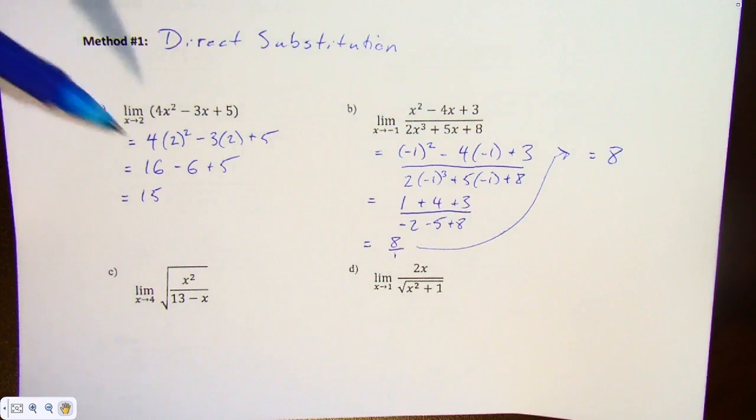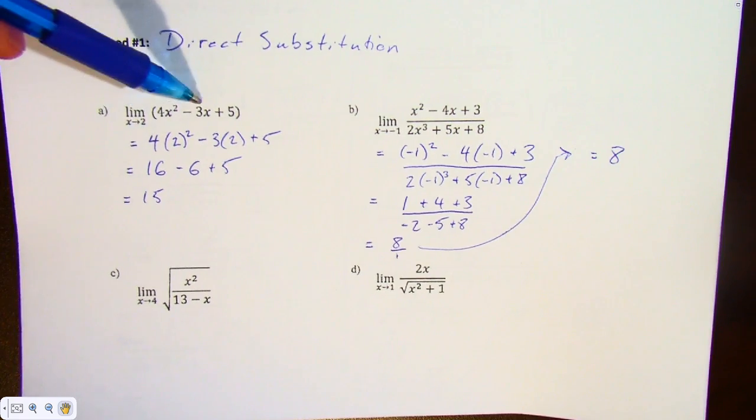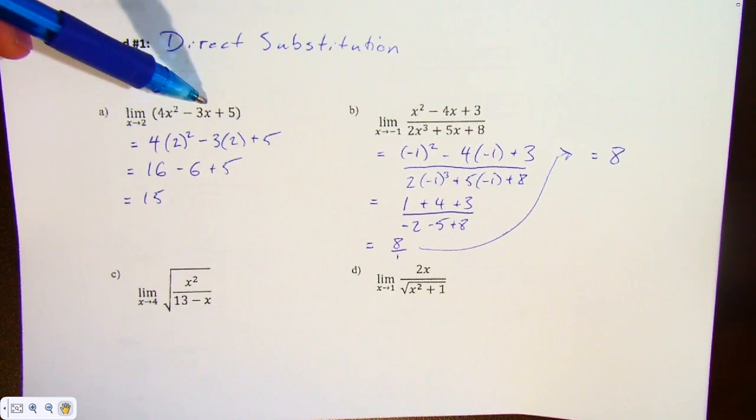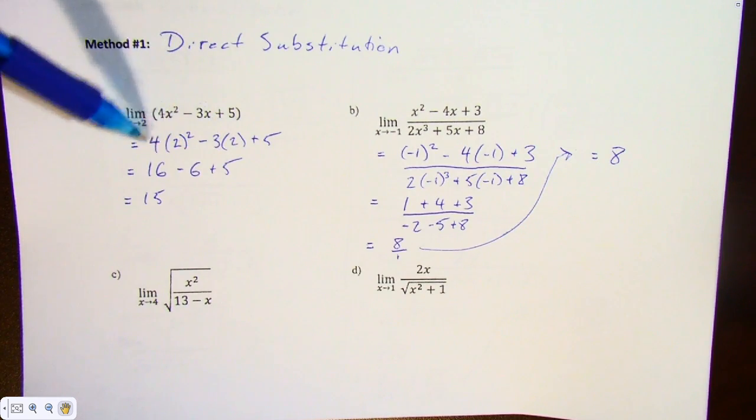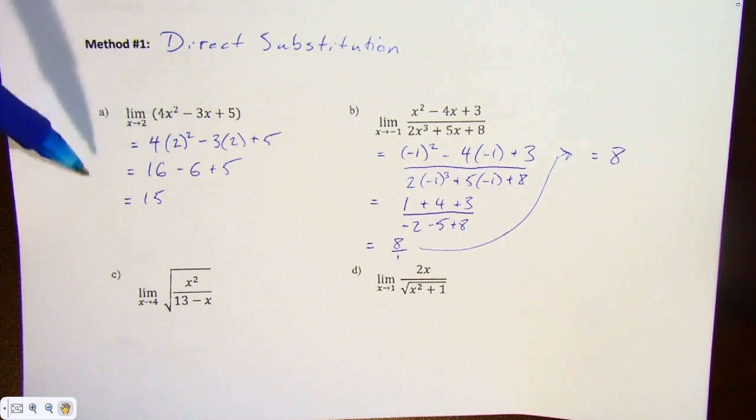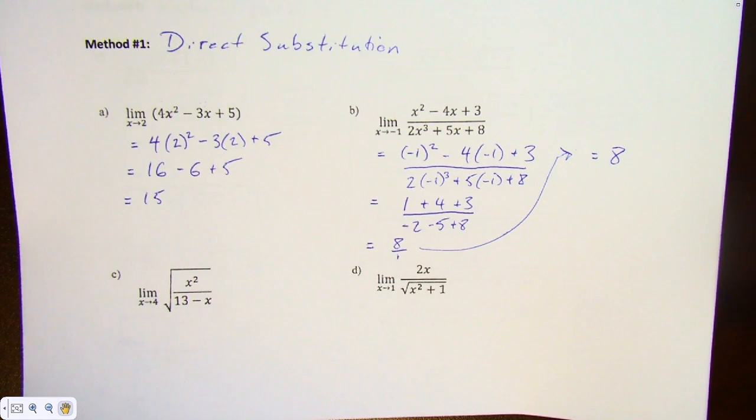Okay? Make sure you replace all of the x's. So there's 2 x values in this first one. Make sure you replace both of them with the 2. Okay? And then we do our multiplication and we add them up and we get 15.